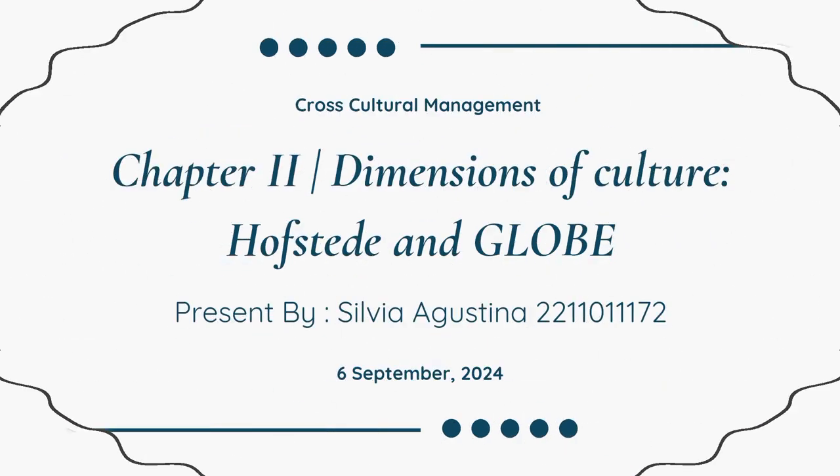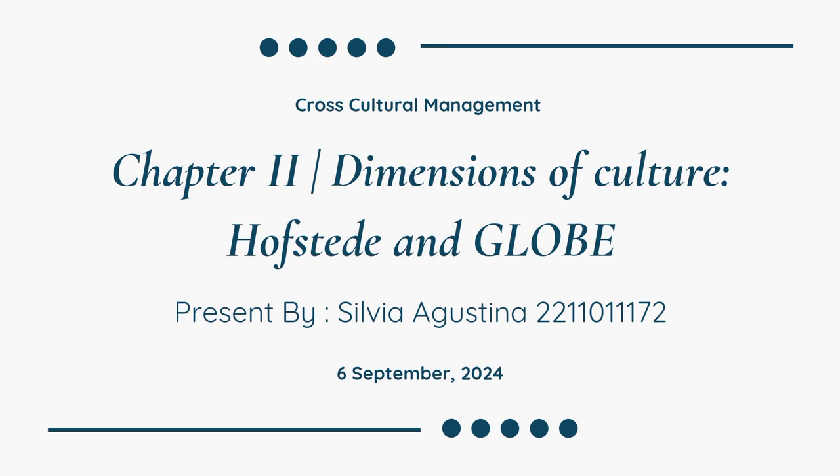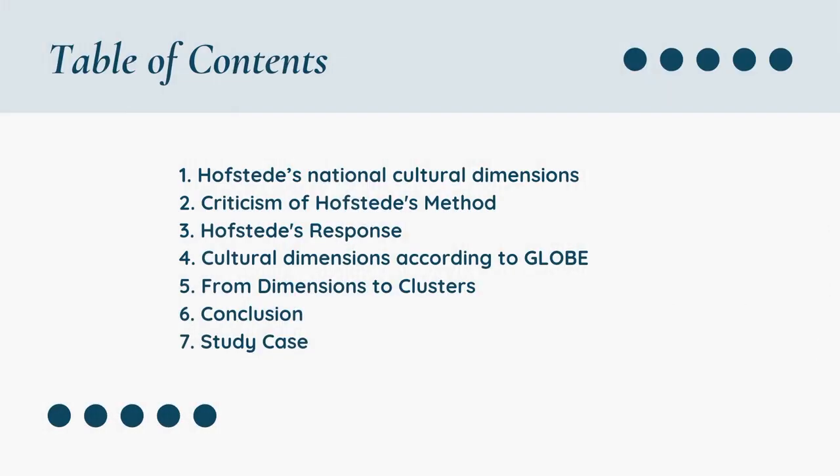And now let's continue to chapter 2, Dimensions of Culture, Hofstede and Globe. Here's the table of contents that we will discuss in chapter 2. The first one, Hofstede's national cultural dimensions. Second one, criticism of Hofstede's method. Third one, Hofstede's response. Fourth one, cultural dimensions according to Globe. 5.1, from dimensions to clusters. 6.1, conclusion. And the last one, study case.